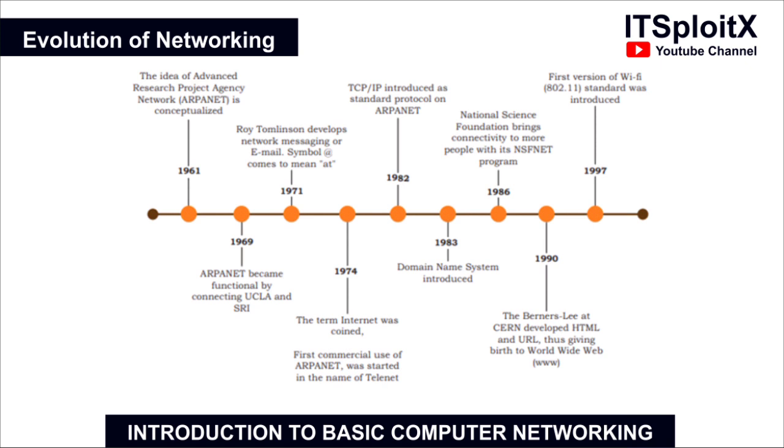In 1961, long before the Internet became part of everyday life, scientists and researchers began imagining a future where computers could communicate with one another over long distances. This vision led to the early concept of the Advanced Research Projects Agency Network, known as ARPANET. The goal was to create a resilient communication system that could continue functioning even if parts of the network were disrupted. This groundbreaking idea laid the foundation for all modern computer networking.